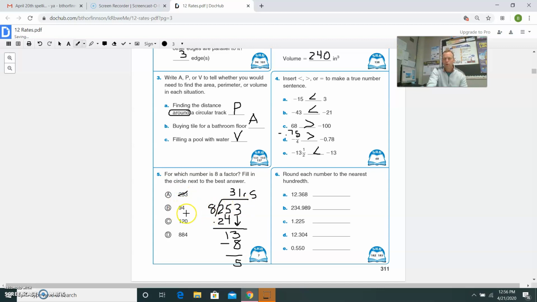The only other way is to do all of these. This one we kind of do in our head. If you were to divide this by 8, 8 would go into 9 one time. We would have 8, and then we'd subtract 1 and bring down a 4. It would not go into that. 8 does not go into 14. Actually, 8 does go into 120. So that is our answer for that one.